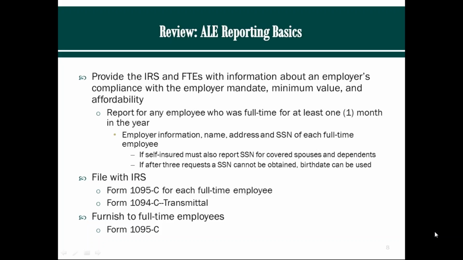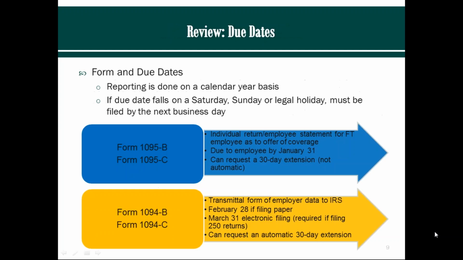So what do we do with these forms? Again, we file with the IRS the Form 1095C, or a copy of it, that we give to each full-time employee, and then we file the 1094C, the transmittal form. And 1095C, and I know it's being repetitive, but sometimes we need to keep hearing it again and again: 1095Cs are for full-time employees.